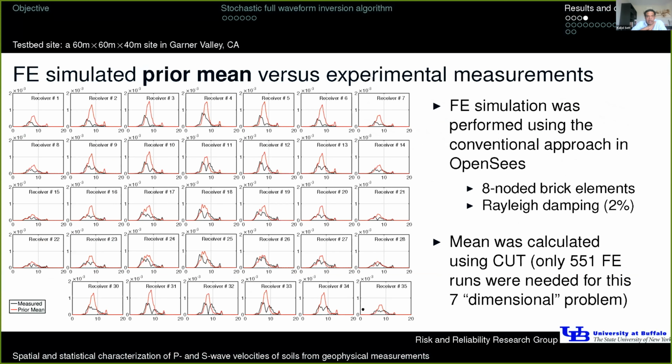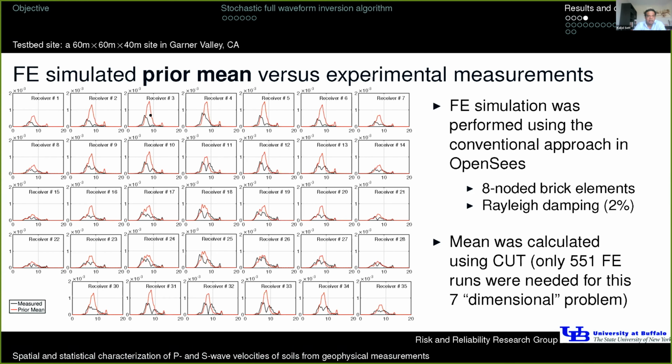So here I have shown the FE simulated prior mean with the experimental measurements at all the receiver locations. There are 35 receivers. One of them malfunctioned, so I am not showing that. So there are basically 34 receivers. The FE simulation was performed using the conventional approach in OpenSees, with 8-noded brick elements, and we used a Rayleigh damping of 2%. And the mean was calculated using the conjugate unscented transformation. Only 551 FE runs were needed for the 7-dimensional problem.